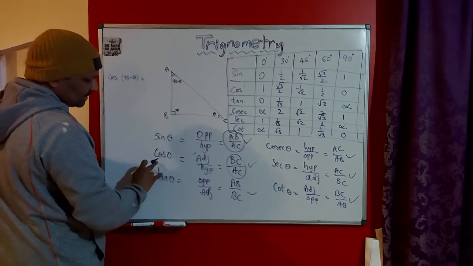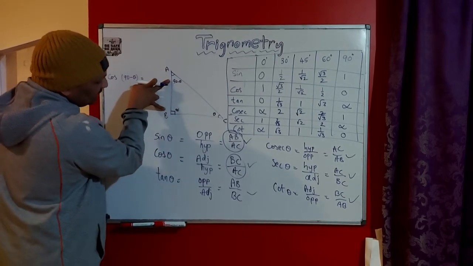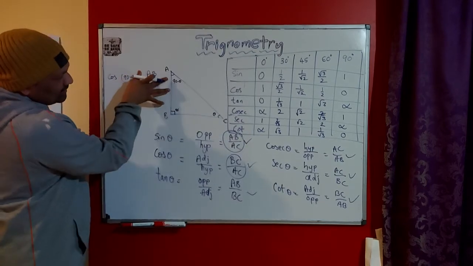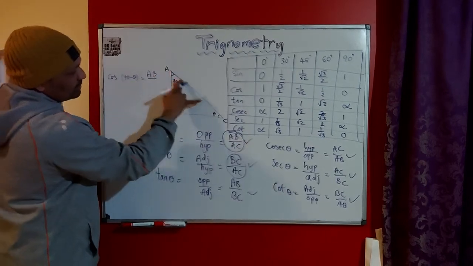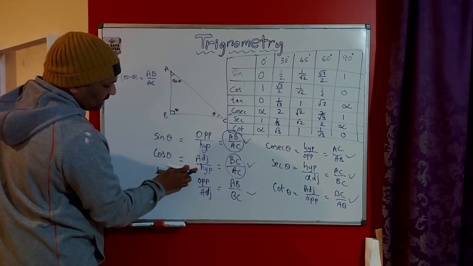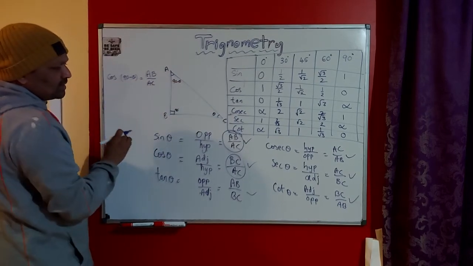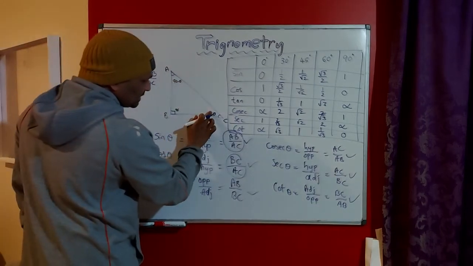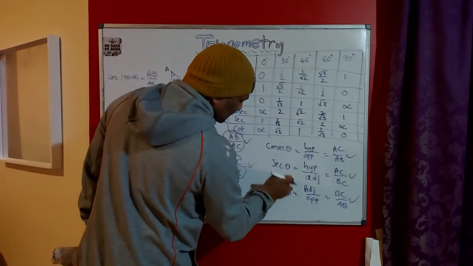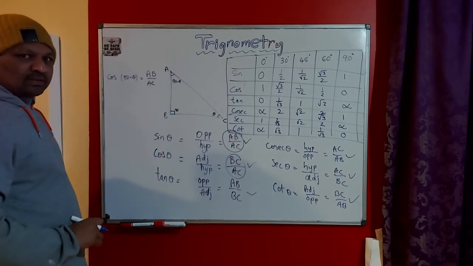What is the ratio for cos? Adjacent by hypotenuse. What is adjacent for this one? AB. What is the hypotenuse for 90 minus theta? AC. So cos 90 minus theta is AB by AC. All the ratios we studied earlier considered this angle as theta. But this time I took this other angle as the reference.